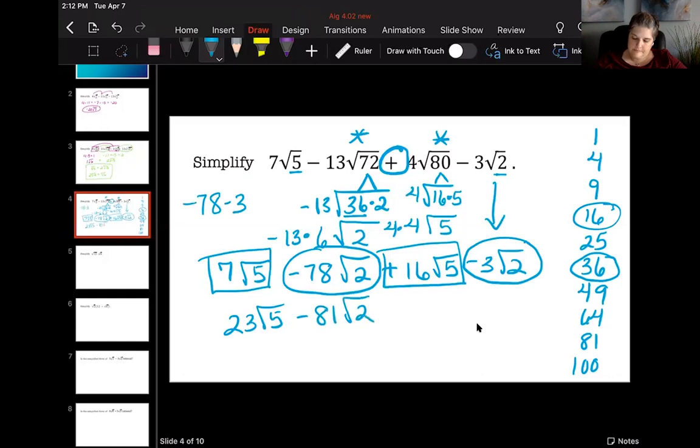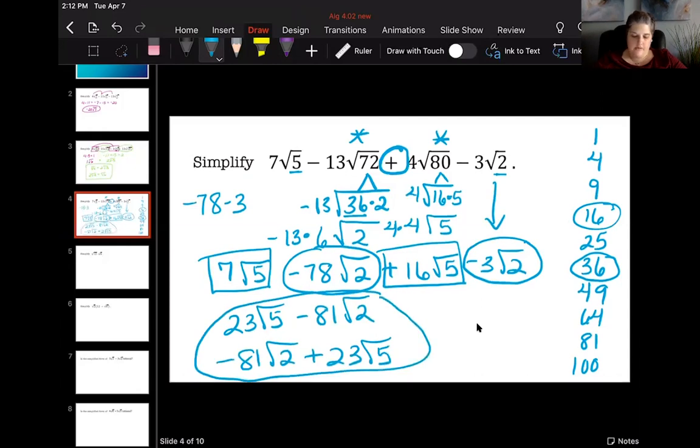And like I said before, you can write it two ways. You could either have negative 81 square root of 2 in front and that positive 23 square root of 5 in the end, or positive 23 first and then the negative 81 second. Either way is correct. And that would be how you do that one.